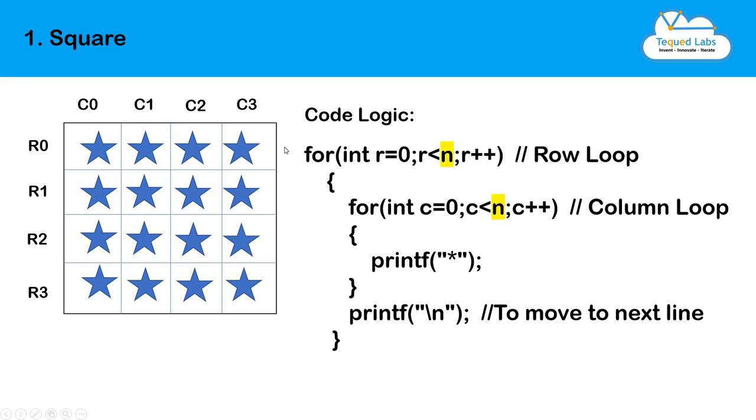Now when c is equal to 4, 4 is not less than 4. So you got to break out. So from here, what is the next thing that has to be executed? The printf statement. This \n goes to the next line. So from here, it comes here and it moves on to the next row. Again, r will be equal to 1 here. C will go from 0 to 3. Come out, print the new line character and print again. So this is the logic to print a square pattern.